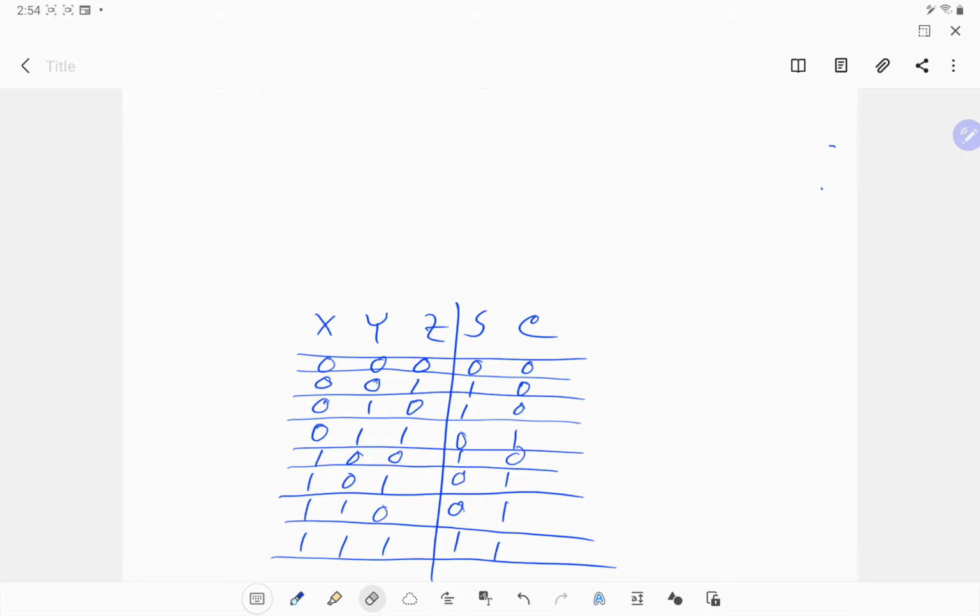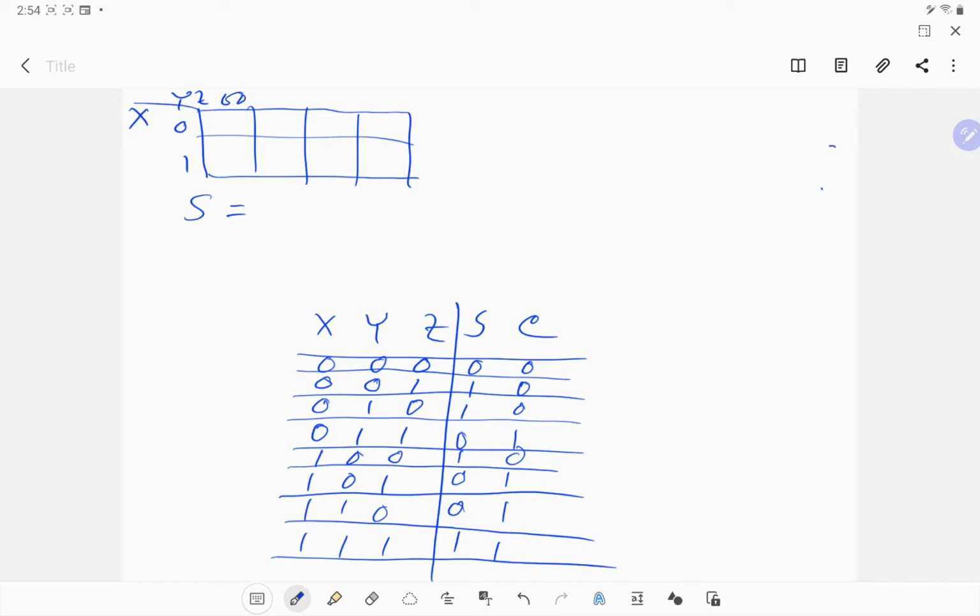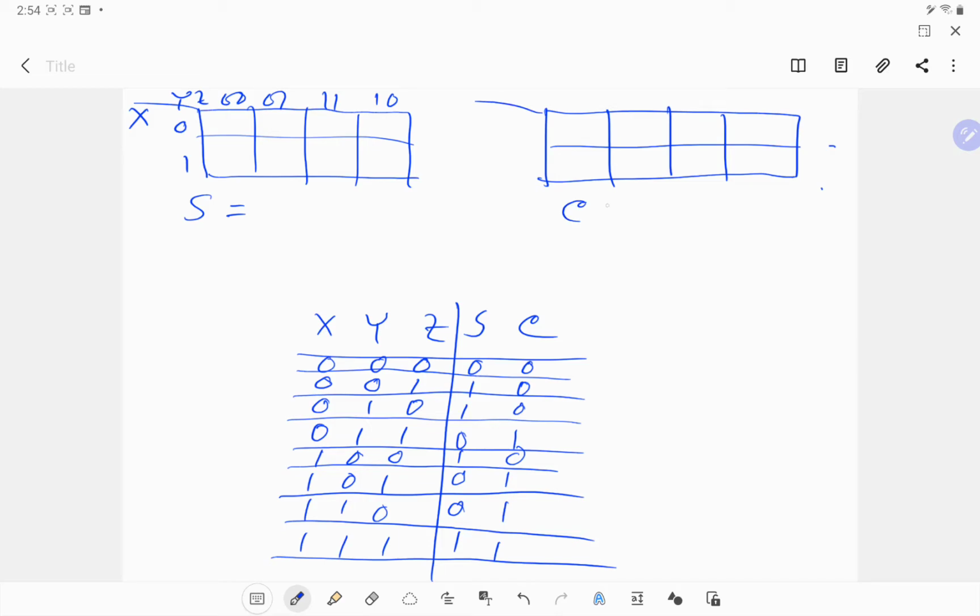So we need 3-variable K-maps, one for S and another for C. Let's do the first one for S. This K-map is for S, and on one side we have X and on the other side we have YZ, 00, 01, 11, 10. And we have another K-map here, and that K-map is for C, with X and YZ 00, 01, 11, 10.